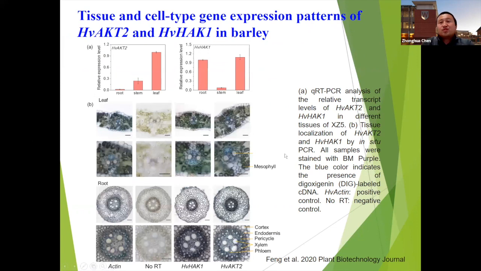Okay, next we move to the other two genes. The reason we put those two together is because we were not able to identify the interaction partner for HvAKT1.